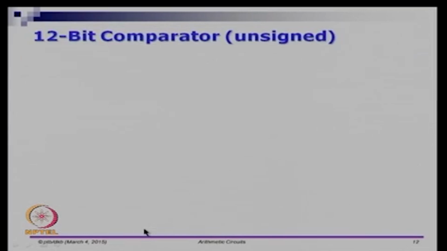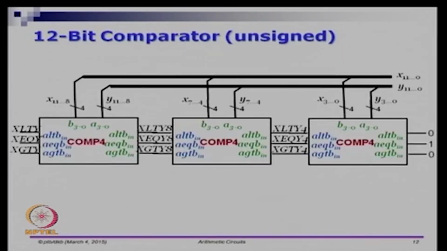Now if I have a 4-bit comparator, I can design a 12-bit comparator as a bit slice circuit. What I will do is, I will take 3 4-bit comparators and put them one after the other. I will give bits 11 to 8 of both x and y to the leftmost comparator, then 7 to 4 to the next one, and 3 to 0 of both the inputs to the last one. I take the less than output from there and connect it to the less than input of this, the equality output of that to the equality input of this, and so on. That is for all these 3.